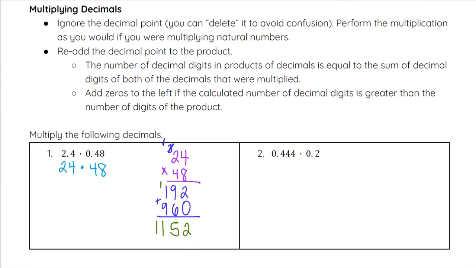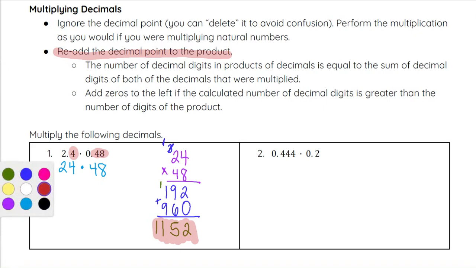But because this was not 24 times 48, we have to consider where we put that decimal point back into our final answer, our product, our result. So 1152, well, that is not going to be 1,152. These are the correct numbers. But to figure out where the decimal point goes when we're multiplying, it's a little bit different than when we're adding. Notice I did not require you to make sure that you had the same number of decimal digits with multiplication like you do with addition or subtraction.